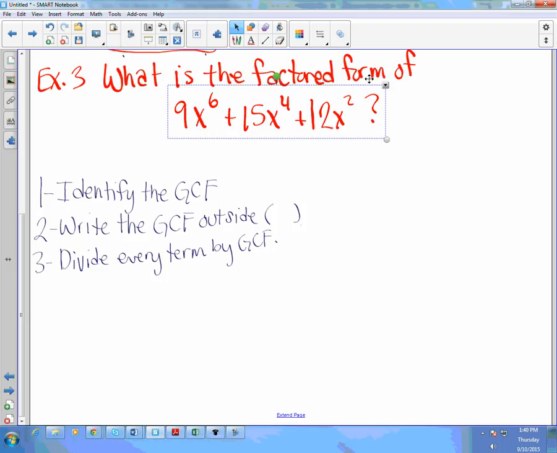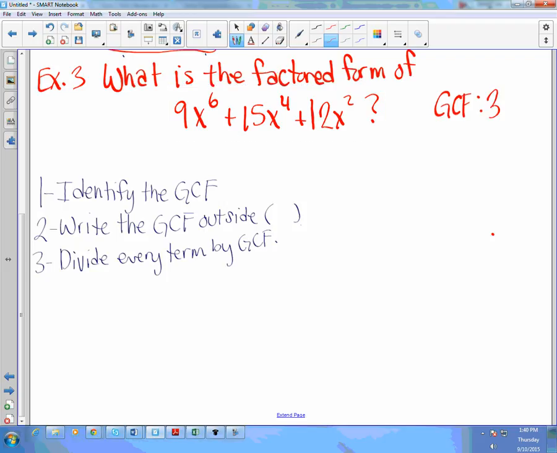We're just doing number 1, identify the GCF. Did you get through the GCF? Good. Okay, the largest number that divides into 9, 15, and 12 is what? 3. Okay, so our GCF is 3.